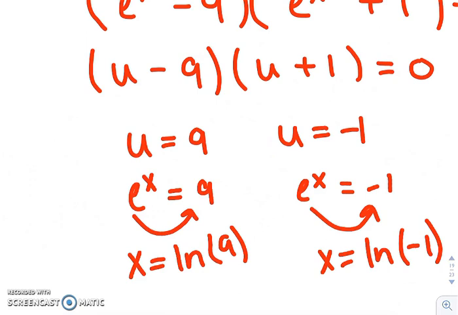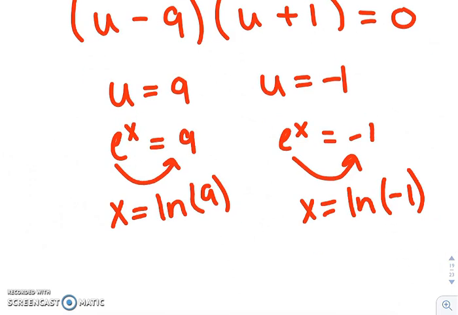Well, if you guys try to take the values of those two numbers, you can't take a natural log of a negative value. You can't take a log of any negative value. So our only answer is this natural log of 9, which when you type it in gives you about 2.197.